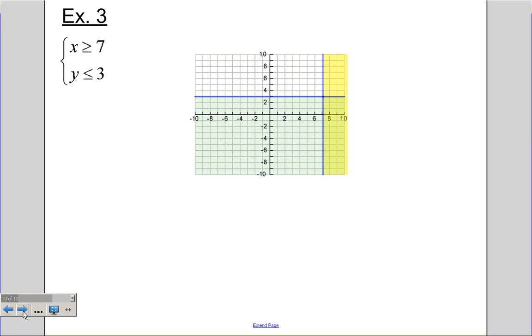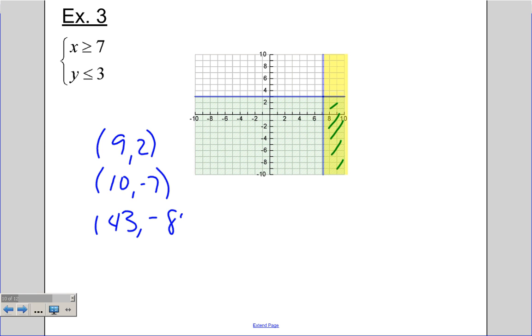If we put them together, we look for the combination, and that's going to be all this area in here, shaded below and to the right. So again, any one of those 3 points, or any point in that area, such as 9, 2, or 10, -7, or remember, we can keep going. How about 43, -84? That would be a true statement. That would be a solution.